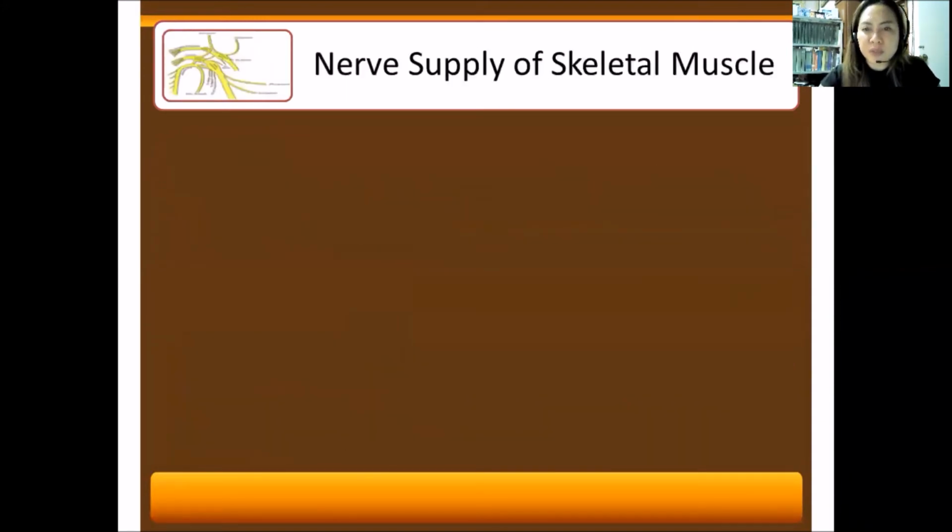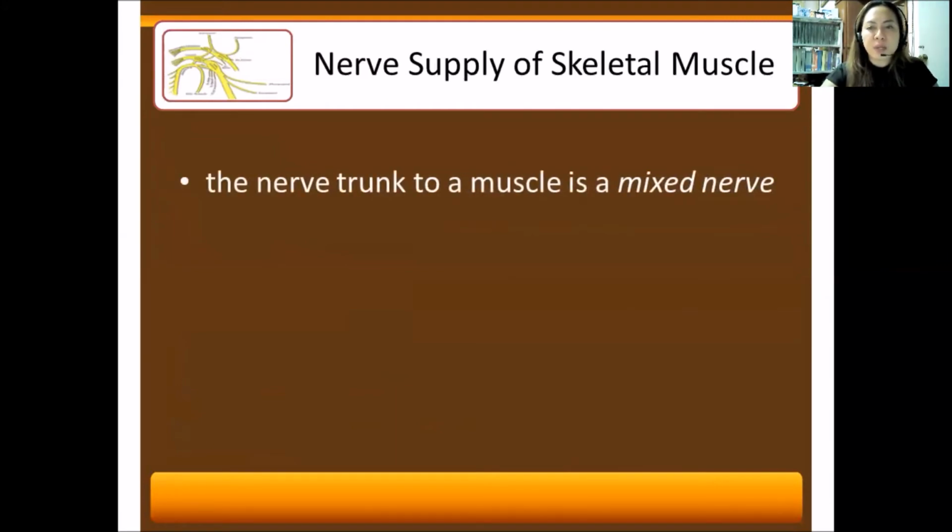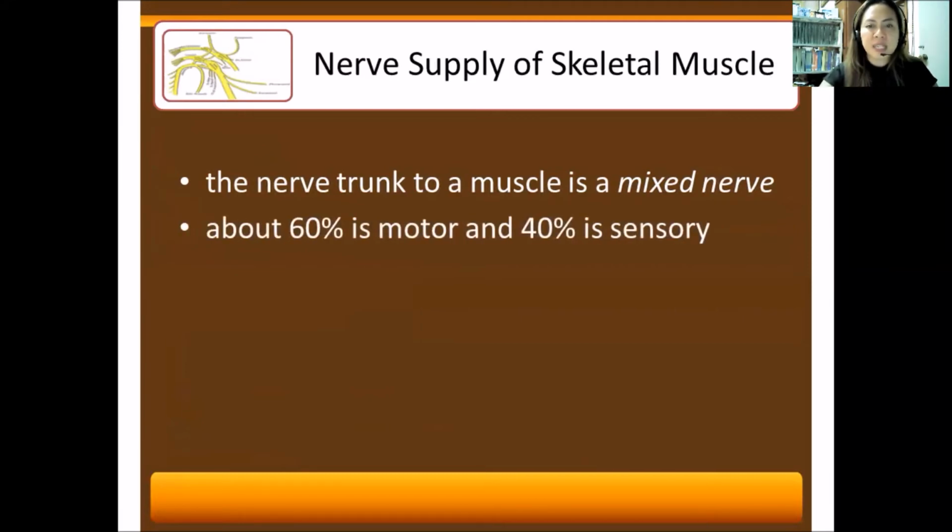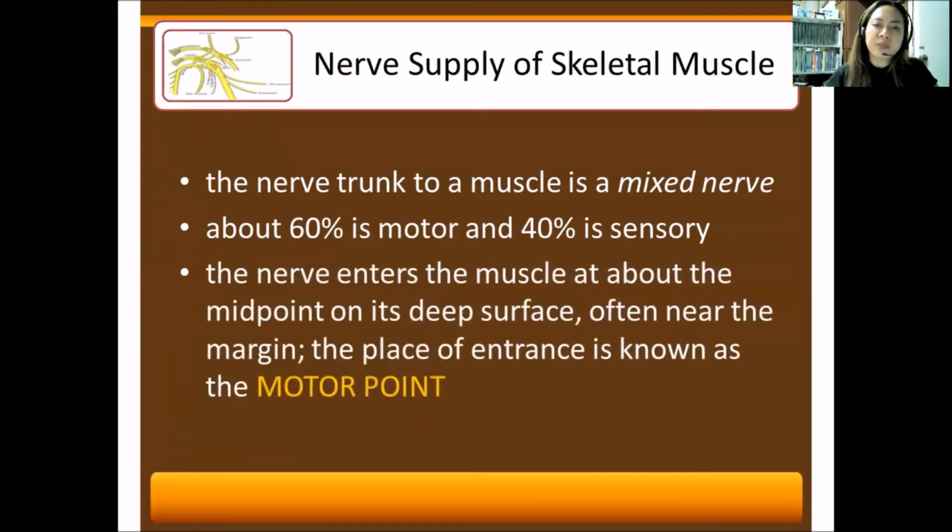Ano naman yung nerve supply ng mga muscles na to? So the nerve trunk to a muscle is a mixed nerve. 60% is motor and 40% is sensory. So the nerve enters the muscle at about the midpoint on its deep surface, often near the margin. So the place of entrance kung saan papasok yung nerve is known as the motor point.